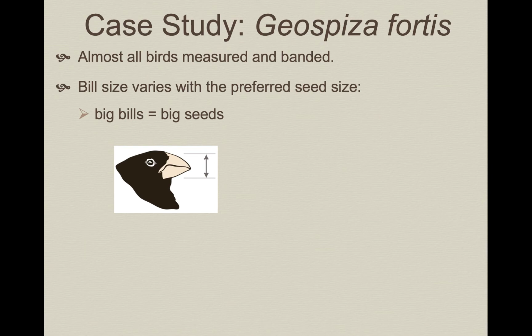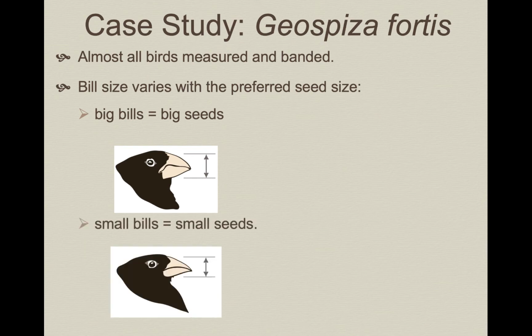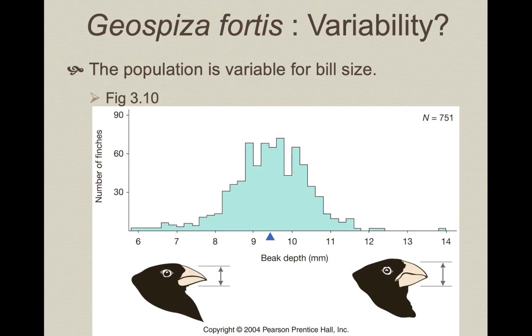Big birds tend to be more efficient at eating big seeds. Birds with small bills are more efficient at eating small seeds. So this is individual variation within this one species of bird. I mean, clearly the species of Galapagos finches have more drastic changes across species, but even within this one species, there's a variation in bill shape.